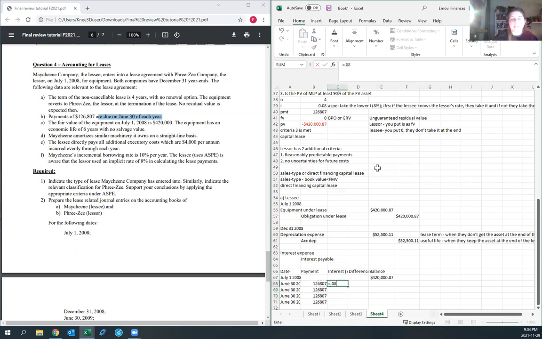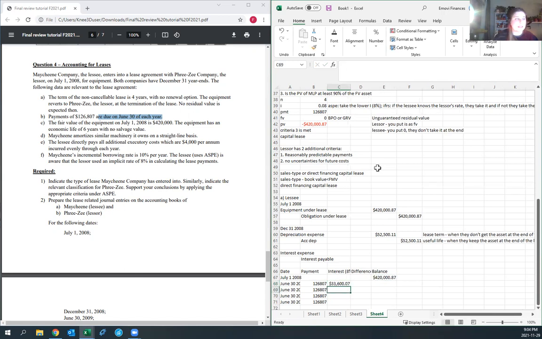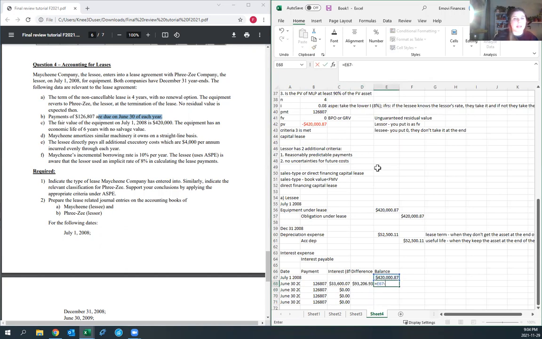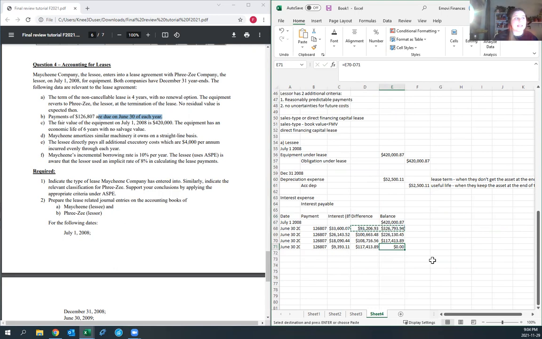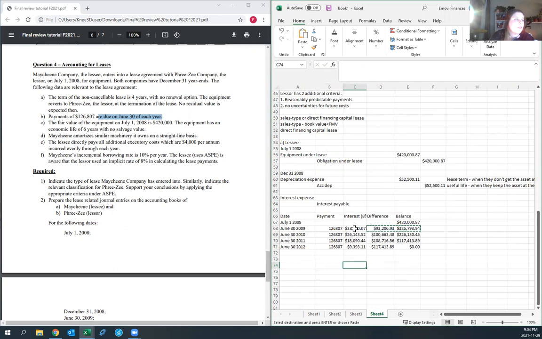My interest is 8% of the previous balance. My difference is my payment minus my interest, and that difference is going to reduce my balance. All right, and we're at 0 balance at the end. So that's great. Always a good sign. So my interest expense for December 31st, 2008 is going to be 50% of the interest that I'm going to pay on June 30th, 2009. So only for 6 months of the lease term.